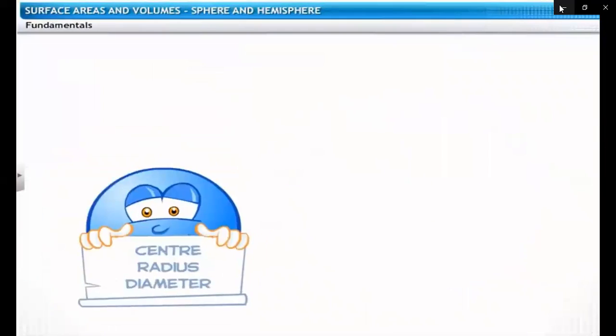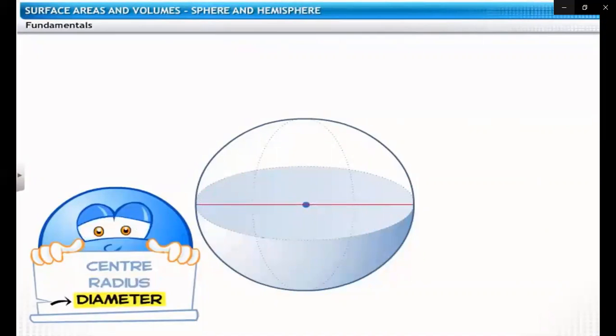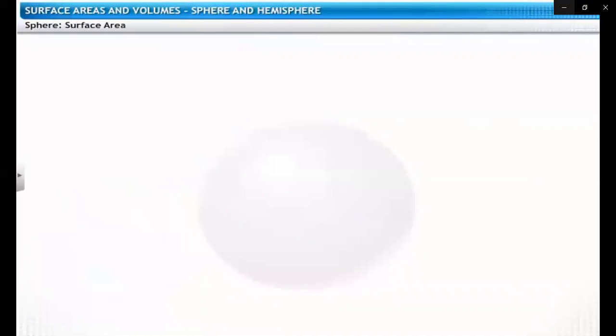Let's understand some basics about the sphere, starting with the center. The center is a point which is equidistant from all the points on the sphere, and the distance between the center and any point on the surface of the sphere is called the radius of the sphere, denoted by r. The line passing through the center and joining two points on the opposite sides of a sphere is called the diameter of the sphere. The diameter is equal to twice the radius, denoted by letter D. So these were the fundamentals.